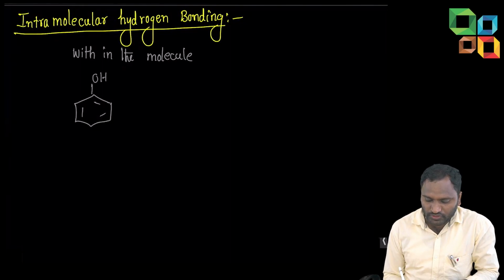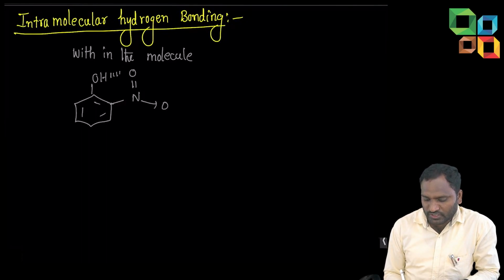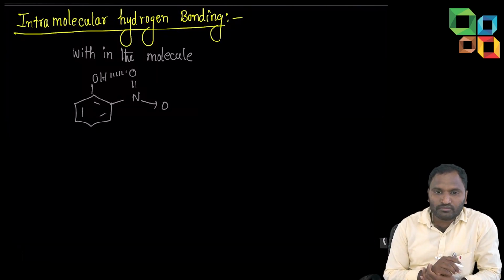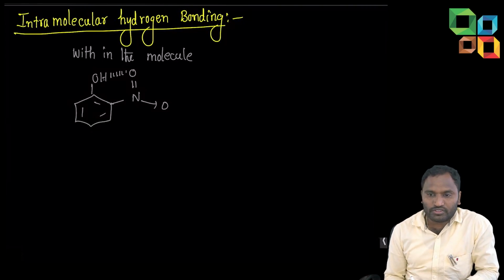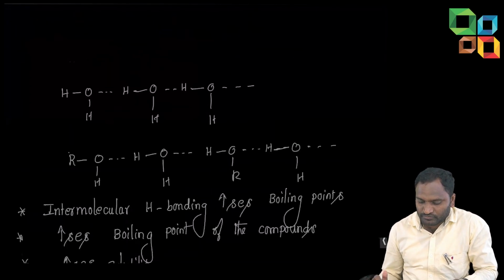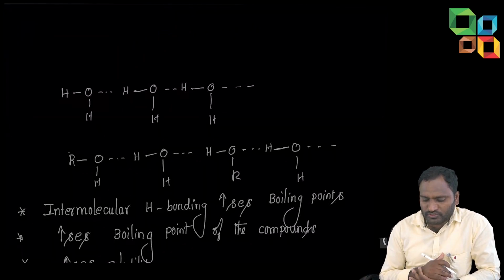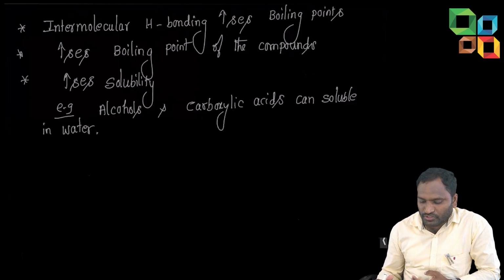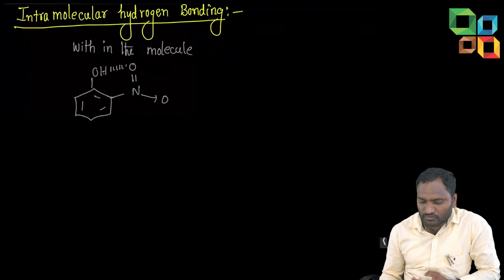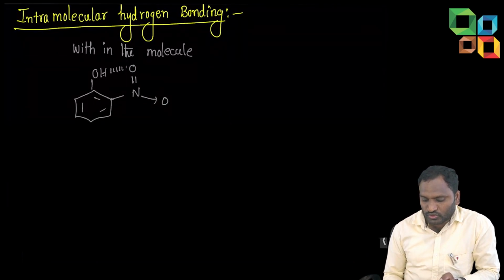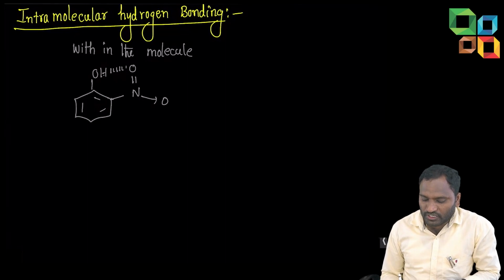orthonitrophenol. This is called phenol, benzene with the OH group. Names, if you don't know, leave it, students, nothing is there. I'll write here. For now, try to understand what hydrogen bonding is. Here, hydrogen and oxygen are very close, so they can form hydrogen bonding. It is only one molecule. Earlier, it was formed in between two or more molecules of the same or different types. Here it is within the molecule, right? So this bonding is called intramolecular hydrogen bonding.